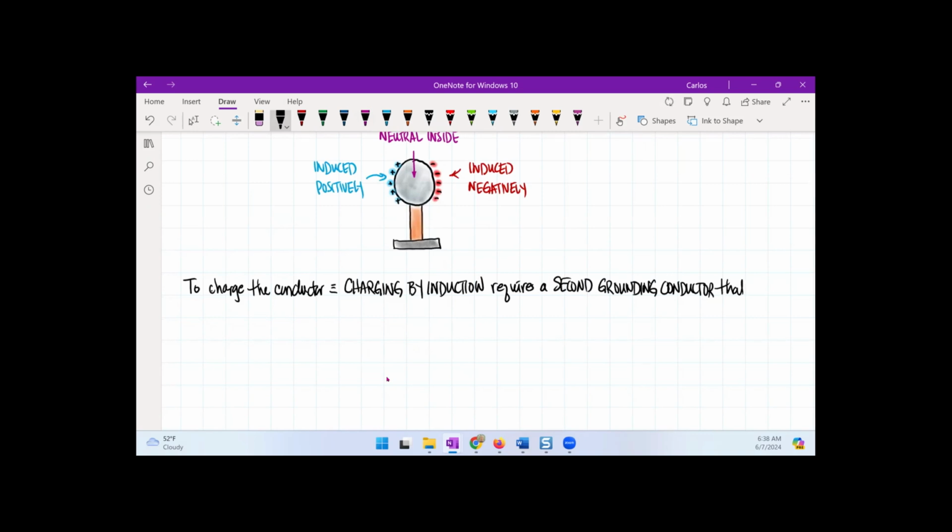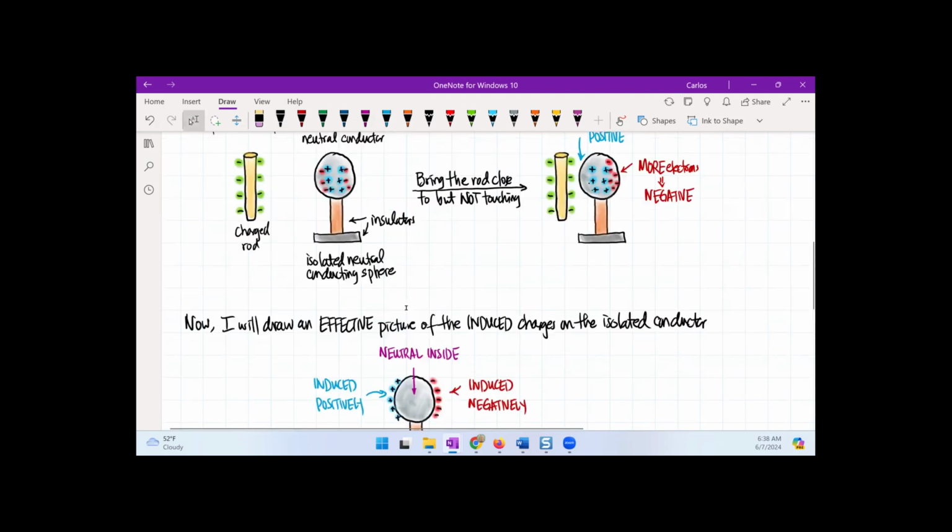That removes excess electrons. So again, let's start off with our picture here.